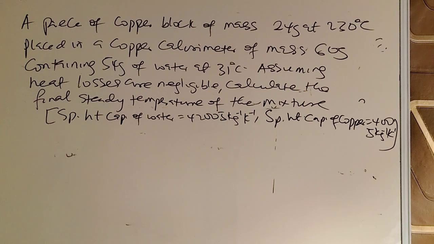Look at this problem, which is an SSCE past question. A piece of copper block of mass 24 grams at 230 degrees Celsius is placed in a copper calorimeter of mass 60 grams, containing 54 grams of water at 31 degrees Celsius. Assuming heat losses are negligible, calculate the final steady temperature of the mixture. In brackets, you have the specific heat capacity of water as 4,200 joule per kilogram per Kelvin, and the specific heat capacity of copper as 400 joule per kilogram per Kelvin.